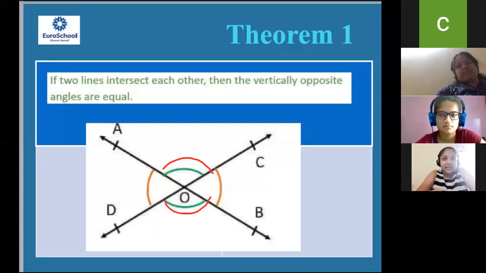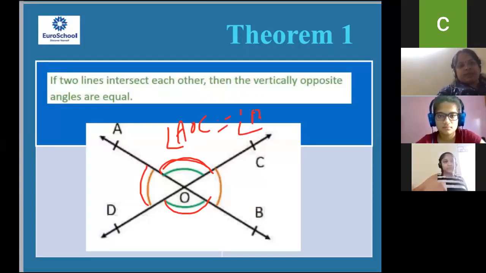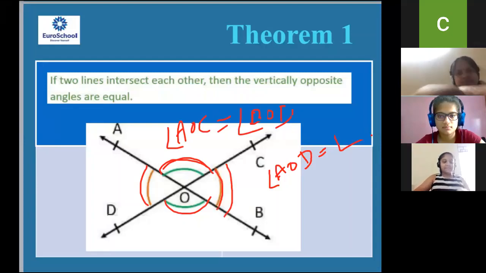Therefore, in this example, we can say that here two pairs of opposite angles are there. The first pair is angle AOC, and the other pair, which is vertically opposite to it, is angle BOD. Similarly, we have one more pair of vertically opposite angles, that is angle AOD, which is equal to angle BOC. So from this theorem, we have learned that when two lines intersect each other, vertically opposite angles are equal. Clear, children?